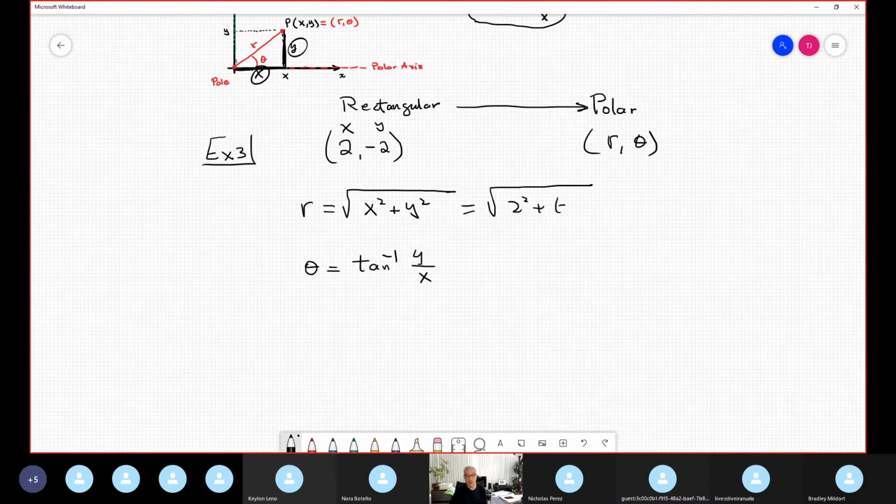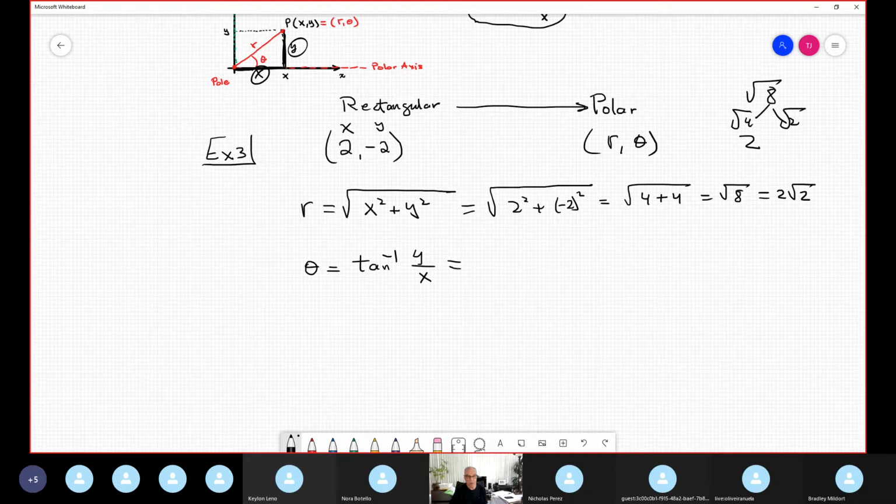Entonces 4 plus 4 es 8, square root of 8 is 2 radical 2, because 8 is 4 times 2. And square root of 8 is square root of 4 times 2, que es 2 radical 2. Okay, super. Now what's going on in the angle?